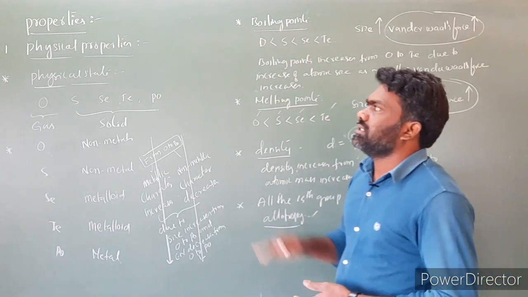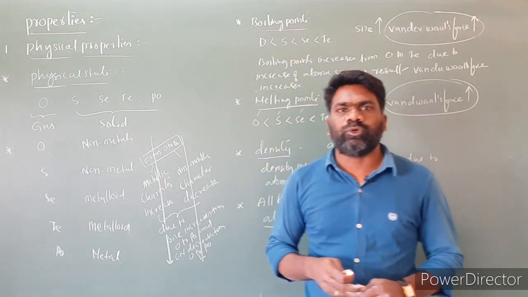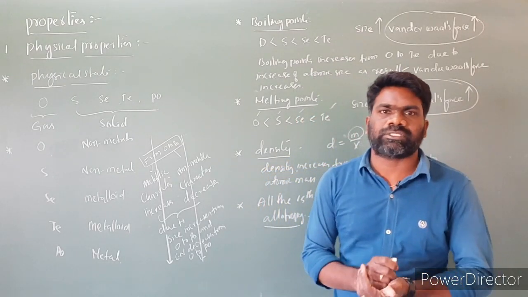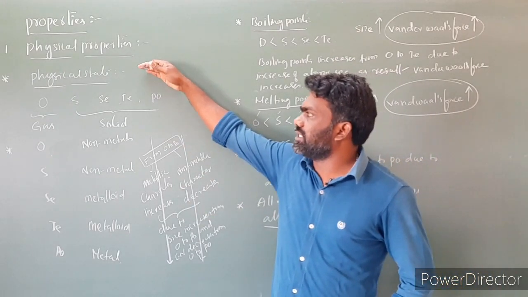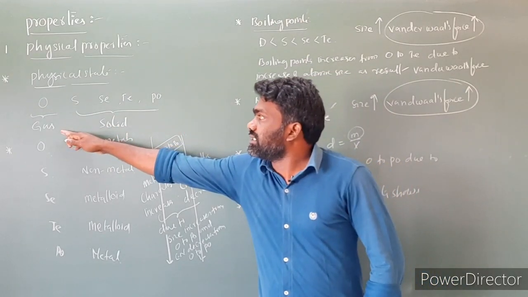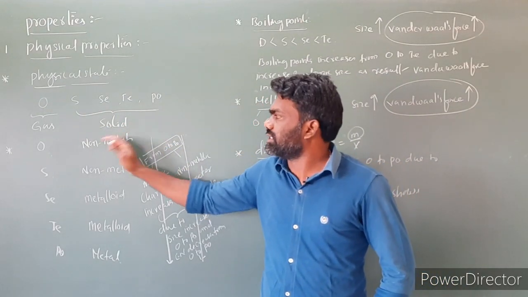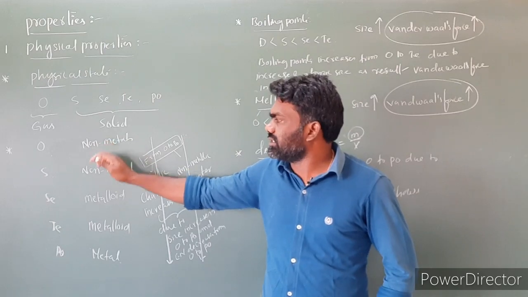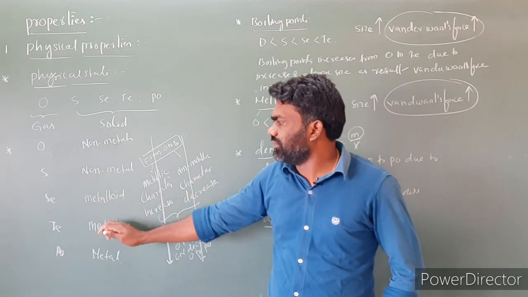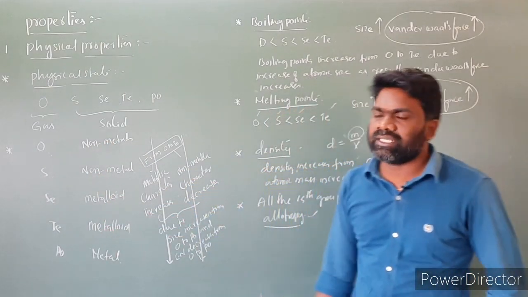So these are some physical properties of group 16 elements. The first one is physical state. Oxygen is a gas, and the remaining elements are solids. Oxygen and sulfur are non-metals, selenium and tellurium are metalloids, and polonium is a metal.